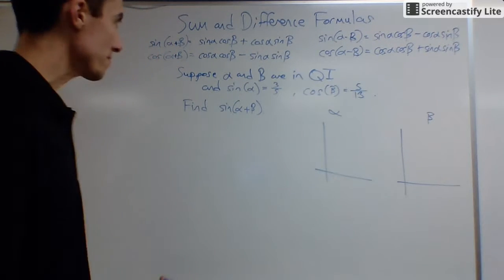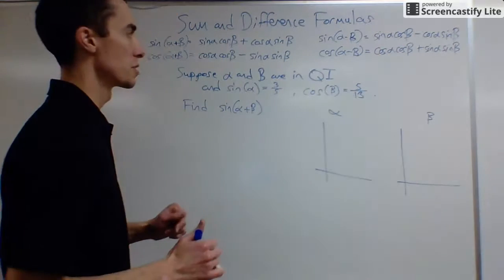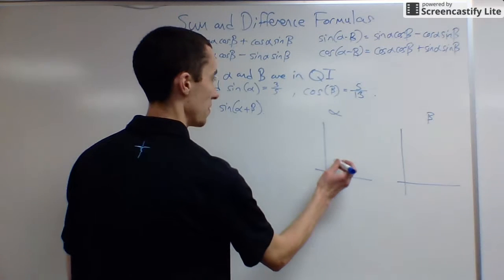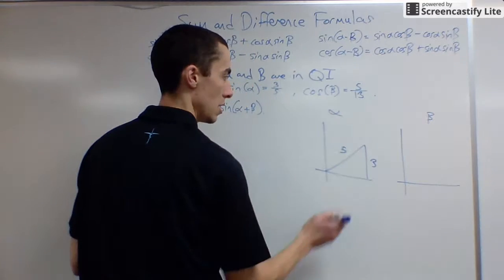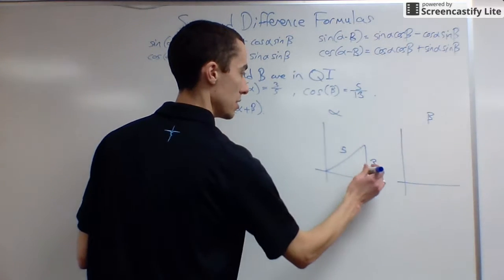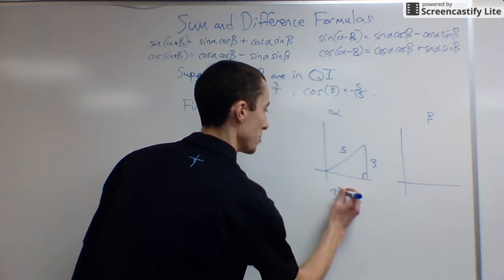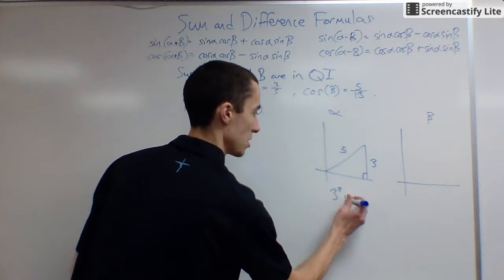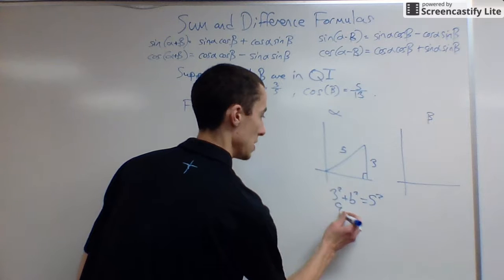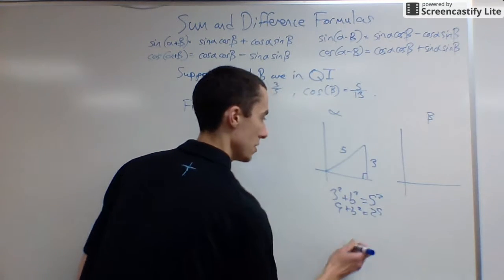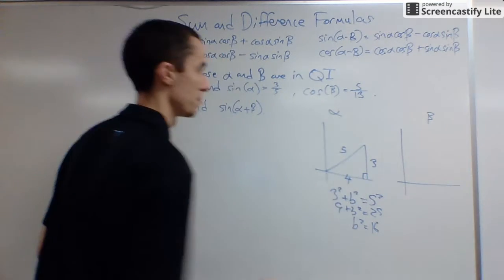Last one. We know that alpha and beta are in the first quadrant, so I drew two first quadrants. Alpha has a sine of 3/5. And so we can do a right triangle with a hypotenuse of 5. So do the Pythagorean theorem. 3 squared plus, call this b squared, equals 5 squared. 9 plus b squared is 25. b squared is 16, and so b is 4.